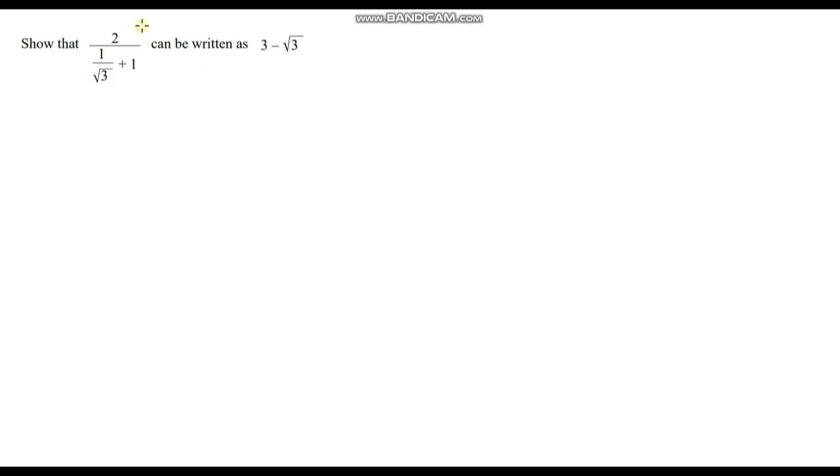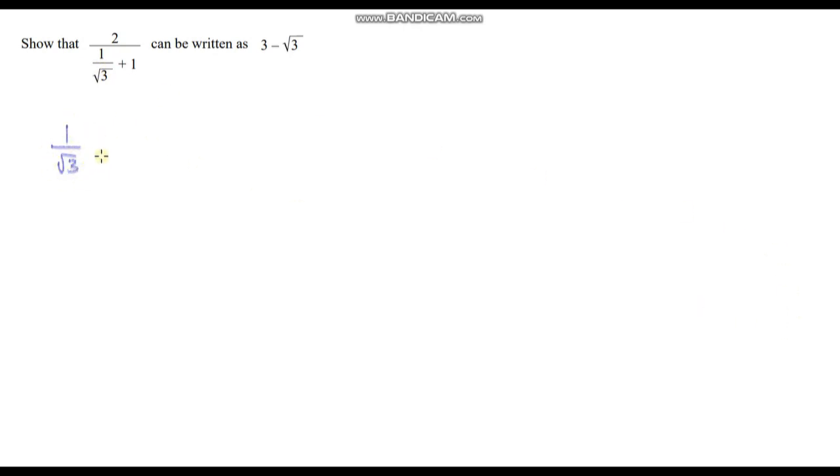So this fraction looks quite complicated, so let's just deal with it in stages. Let's focus on the denominator. We've got 1 over root 3. The first thing I'm going to do is rationalise the denominator. So let's do that. We've got 1 over root 3.